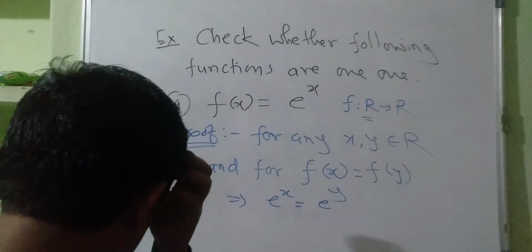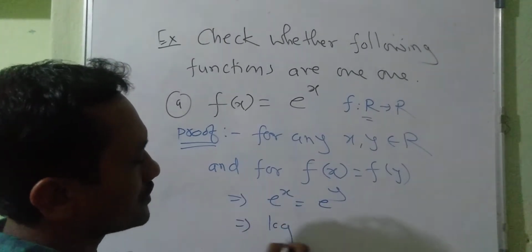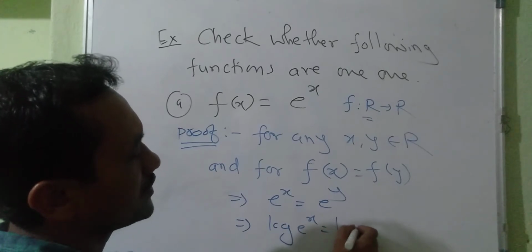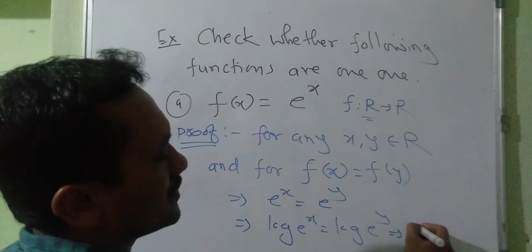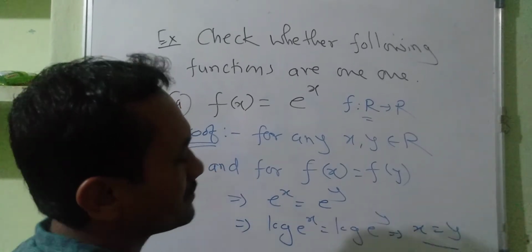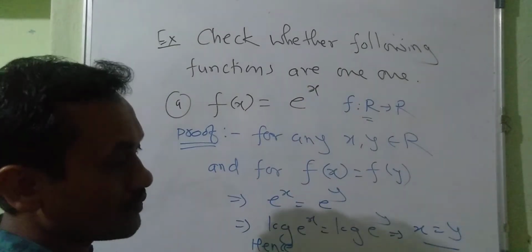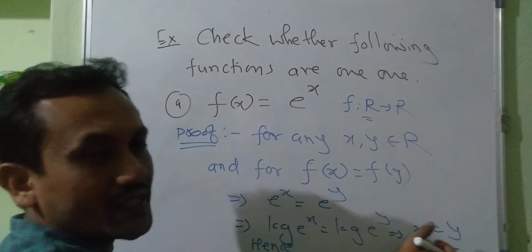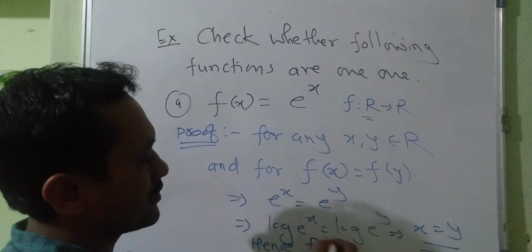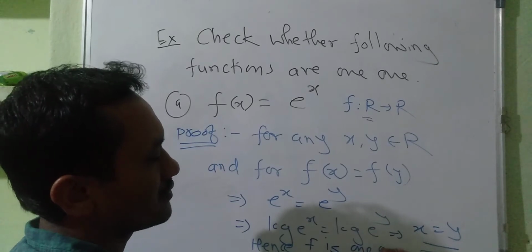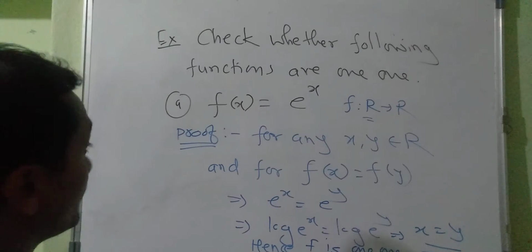Now take e raised to x equal to e raised to y. Taking log on both sides, log of e raised to x is equal to log of e raised to y, and we know that log and e vanish each other. This implies x equals y. So whenever f of x equals f of y, we get x equals y. So obviously this function is 1-1. Here f is 1-1. Understood?